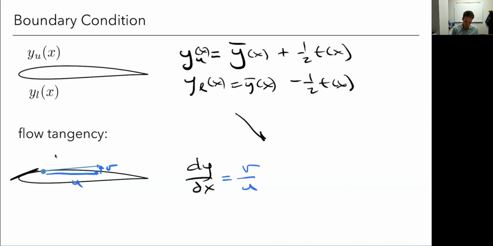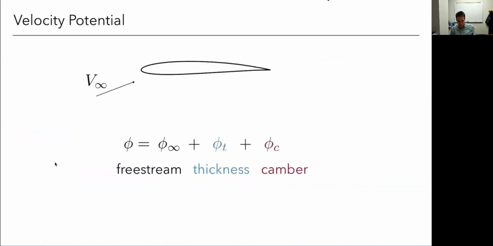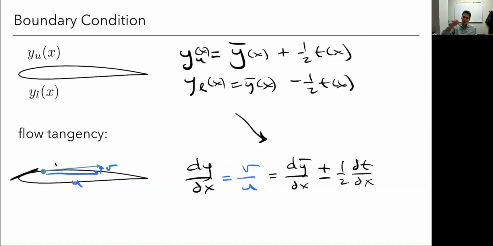So if I plug those into here, then dy/dx is d y-bar/dx, and I'll just drop the function of x, plus or minus, depending on if I'm on the upper or the lower surface, 1/2 times the derivative of the thickness. Okay, so that's my boundary condition. And now I have everything I need to solve this problem. In theory, I've got an equation for u and v, right? I can compute u and v. We already figured those things out. So I can compute them at a bunch of points along my outer boundary, and I just need to satisfy this boundary condition given the inputs of what my geometry is, right? What's the camber and thickness of the airfoil that I'm interested in.